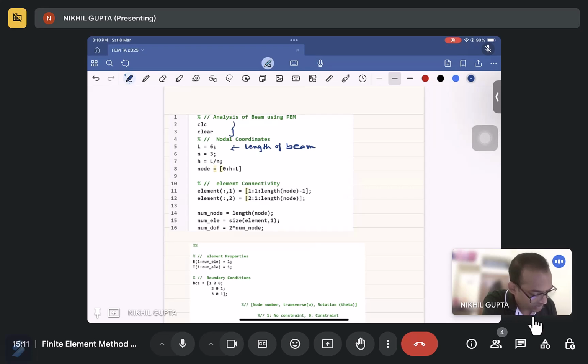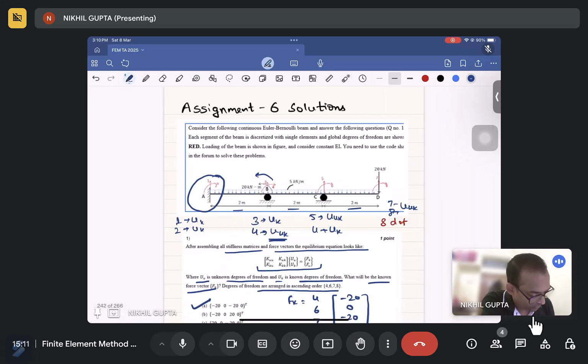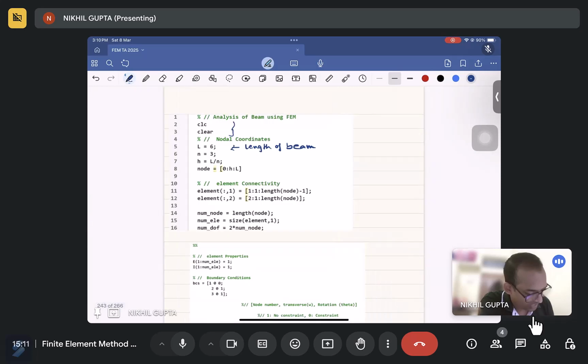Then N is the number of elements. Since we know 1, 2, 3, 4 nodes are there, this is one element, this is one element, and this is one element. So we have 3 elements here. So N is the number of elements.